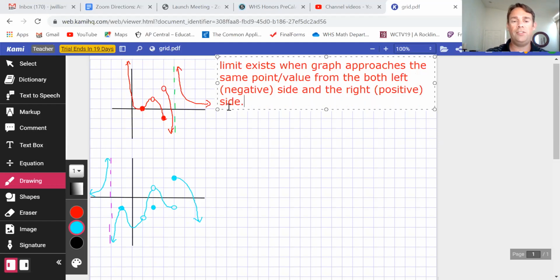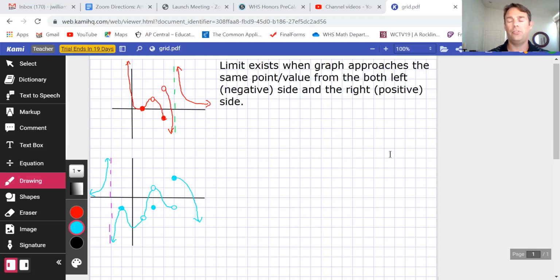So we have this idea that we can figure out when a limit exists. And if you watch the movie Mean Girls, you see her shouting out, "The limit doesn't exist." Well, that's because she's taking a calculus test. But it's the idea that a graph approaches the same thing from the left side and the right side.